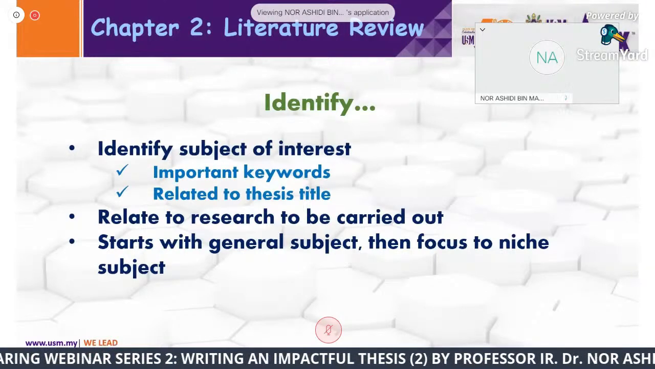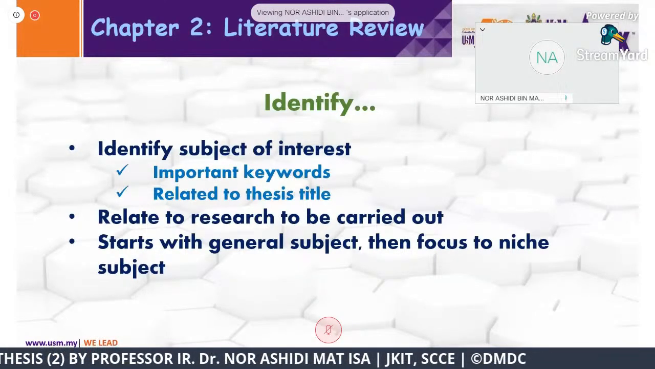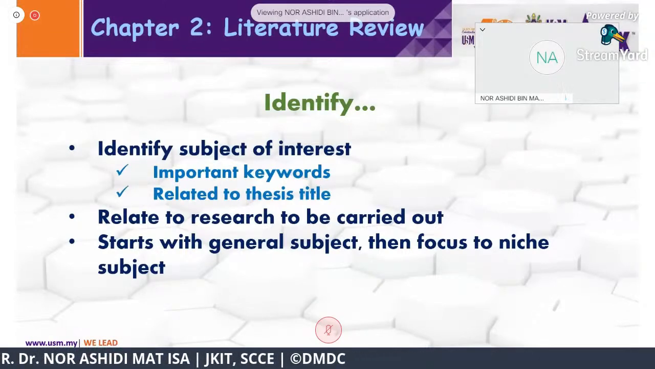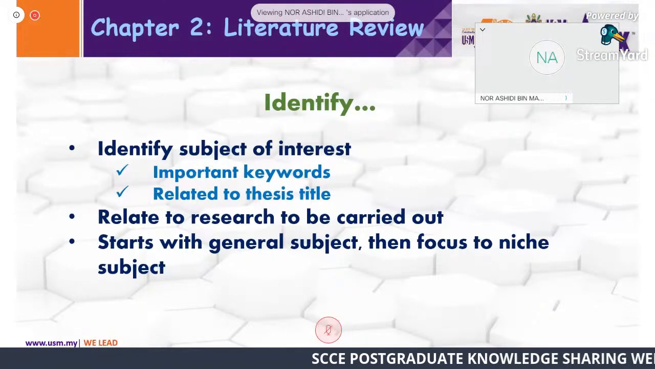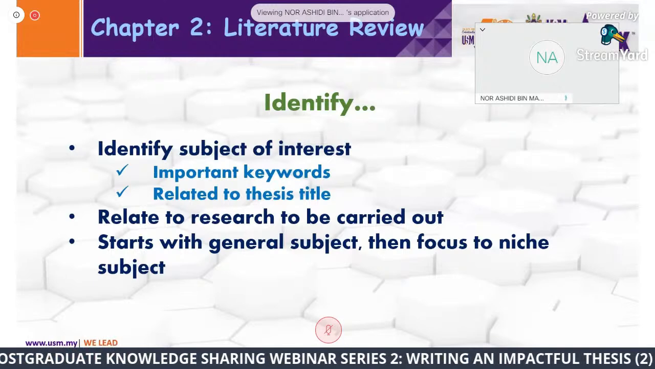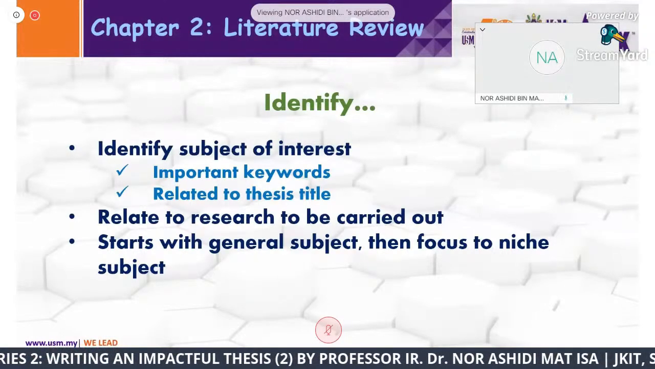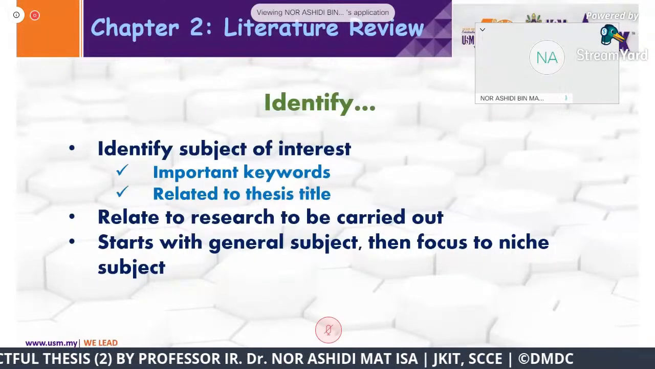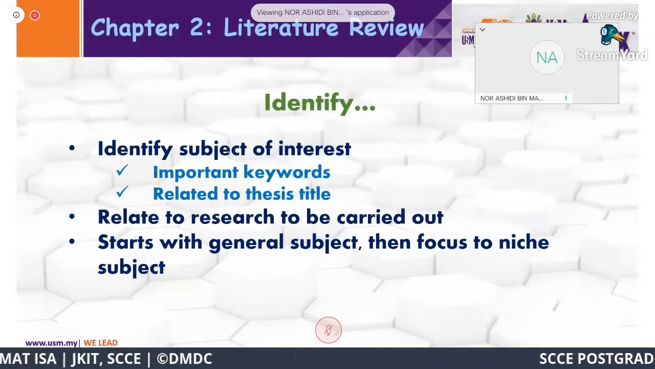So you must start with a general subject, and when you want to jump from one topic to another topic, there must be a reason why you choose that topic. Okay, so in the general one, this is the problem. Because of the problem, I jump to this topic. The topic also has several subtopic areas, and every subtopic area has a problem. So I want to focus on this problem, and that's why I jump to that subtopic area.